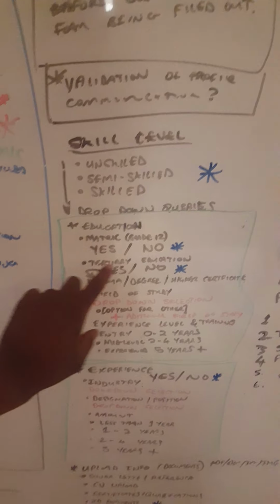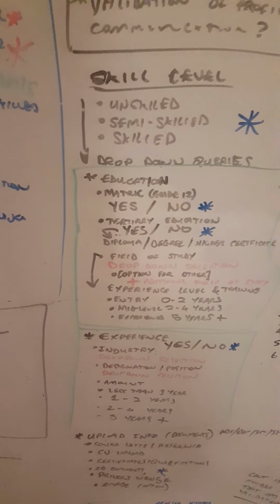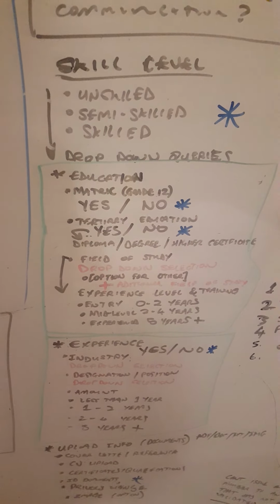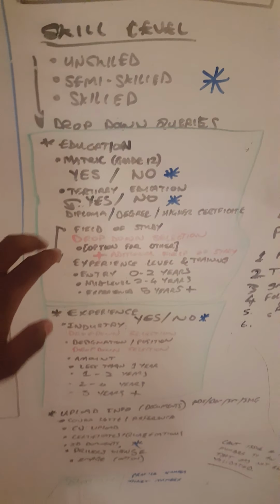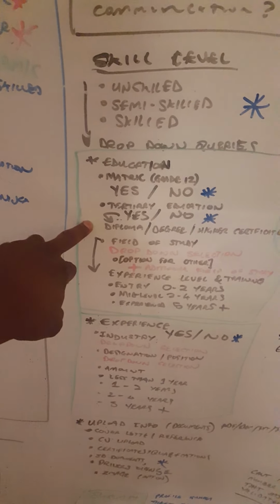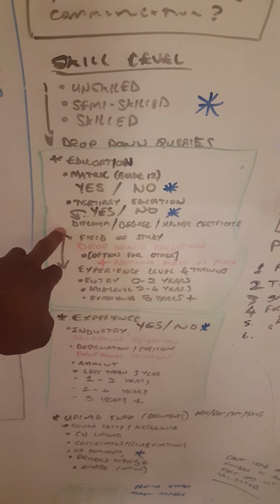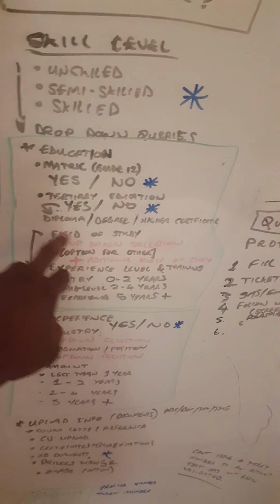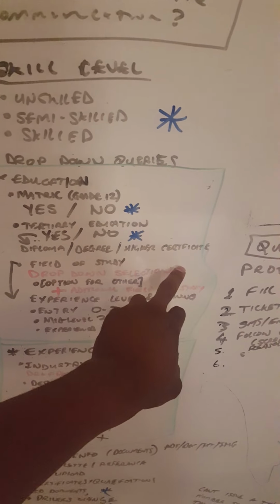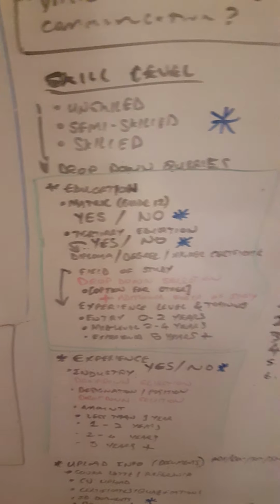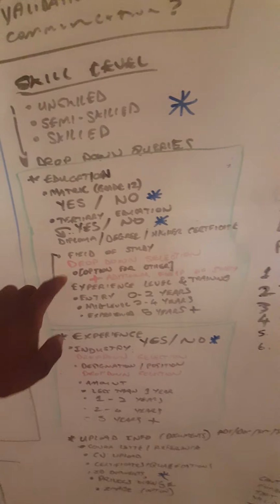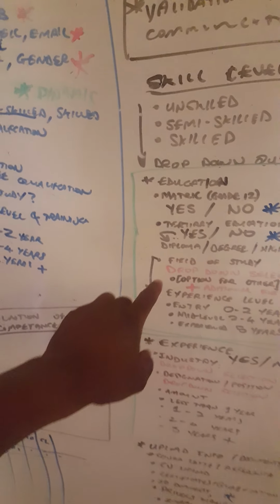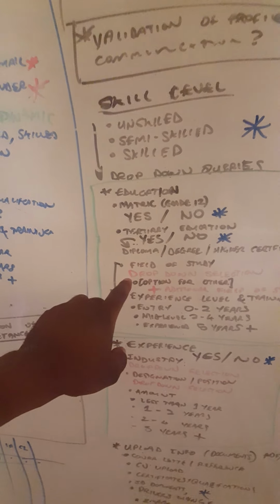So if in their tertiary education they answer yes, then they'll be prompted with a query as to what is it? Is it a degree? Is it a diploma? Is it a higher certificate? And then a further drop down asking what field of study, like what discipline did they study?